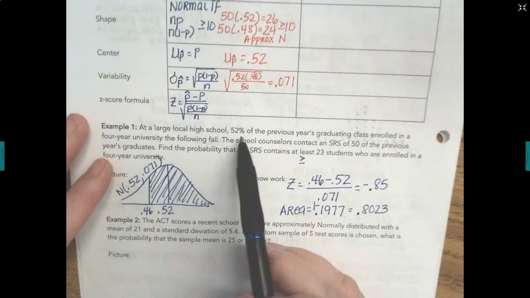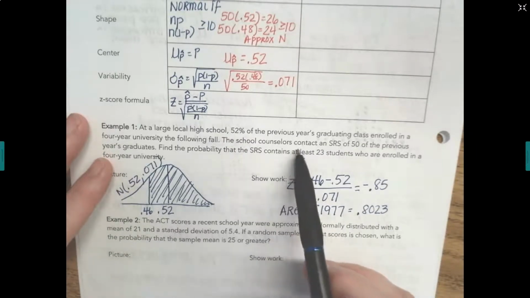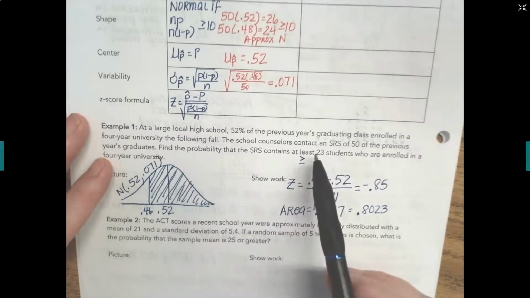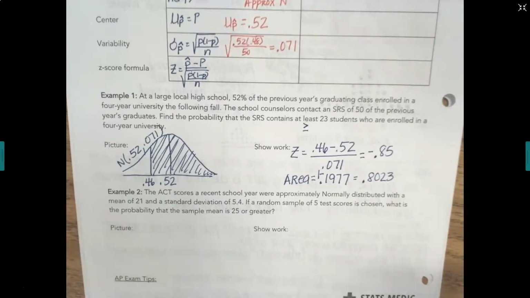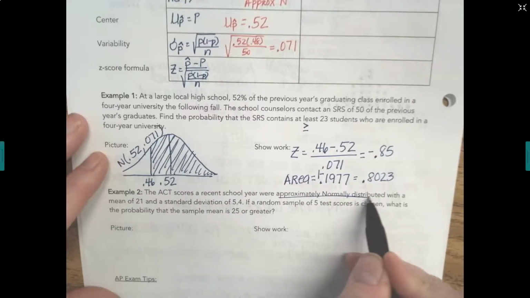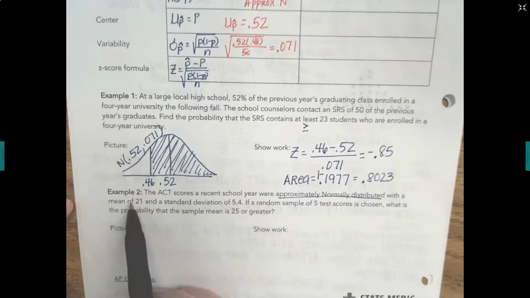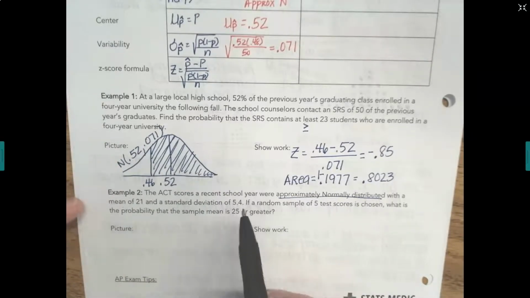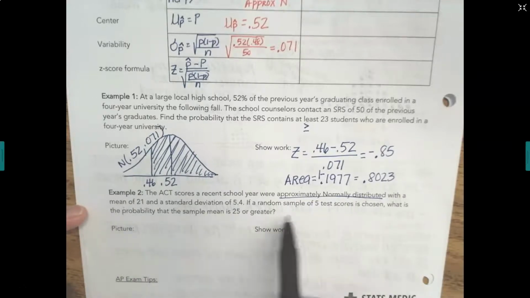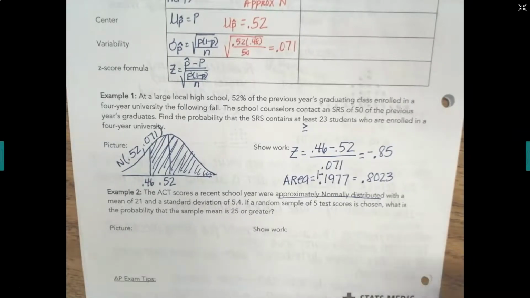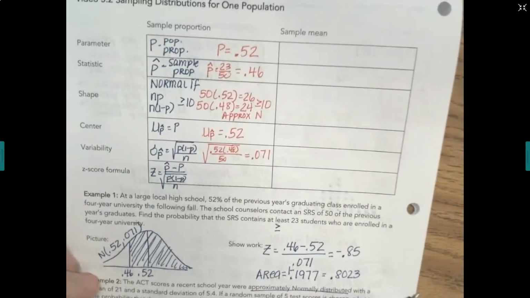Well, here we said 52%, and it never talked about mean, and it never talked about standard deviation. Okay, and our second problem, our scenario here is the ACT scores a recent school year were approximately normally distributed, so that's kind of important, with a mean of 21 and a standard deviation of 5.4. Once it starts talking about means and standard deviation, that's a means problem. If a random sample of 5 test scores is chosen, what's the probability that the sample mean is 25 or greater? Okay, so that said mean all over the place. So let's take a look.